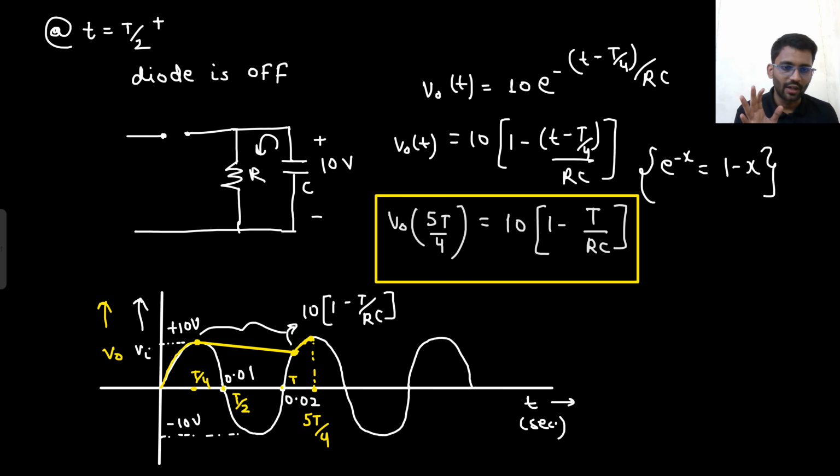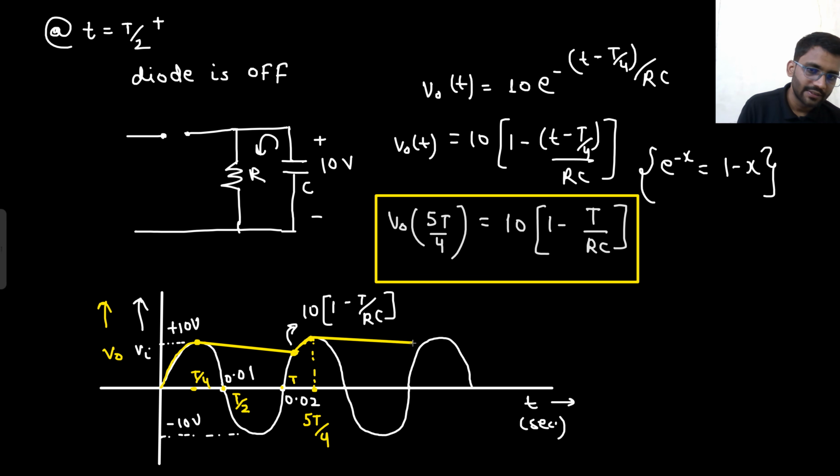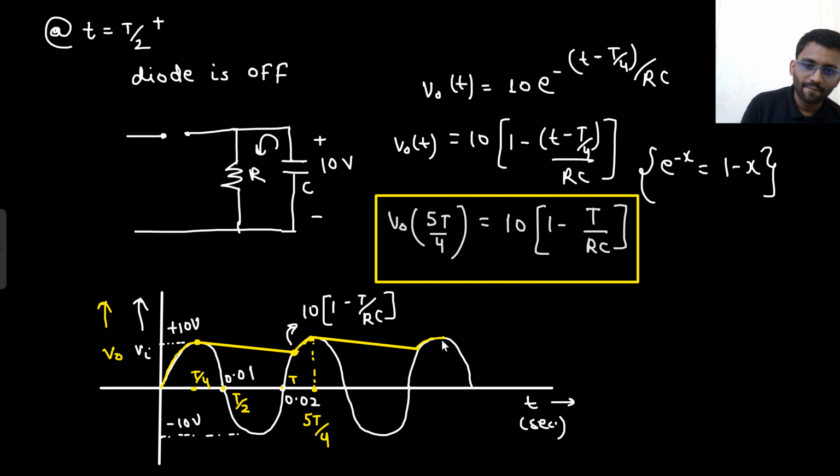Well and good. So now how will your waveform repeat? Your waveform will keep on repeating like this now. Again it will discharge, then again it will charge, then again it will discharge, then again it will charge, again it will discharge. Tell me one thing, where is your diode turning on? What is the condition of the diode here?